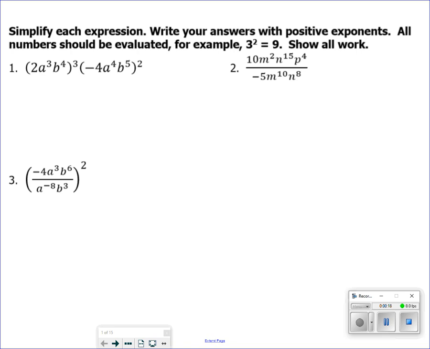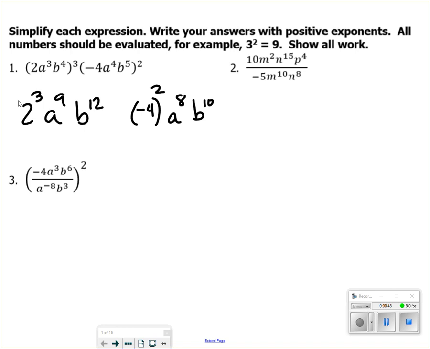So let's start with our exponent rules. If I have a parenthesis raised to an exponent, everything in the parenthesis needs to be raised to that exponent. So 2 to the third, a to the ninth, b to the 12th. That is taking everything in that parenthesis raised to the third power. And then (-4) to the second. Notice that because it's a negative, you should always put it in parentheses anytime you're raising it to a power. So a to the 8th, b to the 10th.